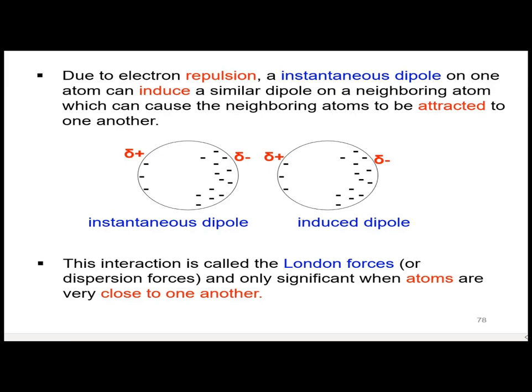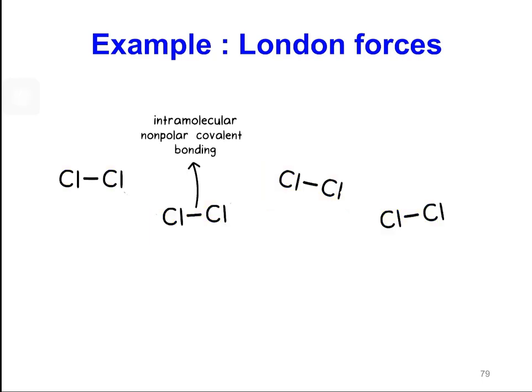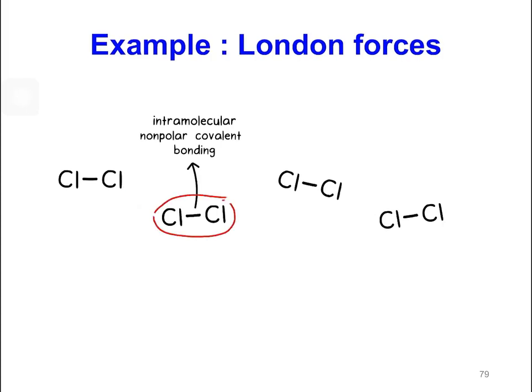Let's take a look at the chlorine molecule as an example. The chlorine molecule is a nonpolar molecule. So as you can see, there are no charges at the ends of the molecule. But at any moment of time, one of the chlorine molecules in the diagram might develop an instantaneous dipole due to the electron motion. Let's say the second chlorine molecule on the left has an instantaneous dipole, which will develop a partial positive charge and a partial negative charge at each end of the molecule.